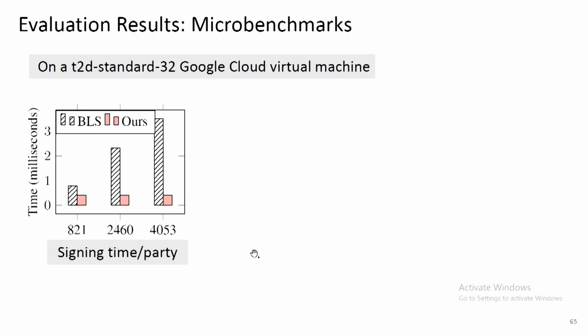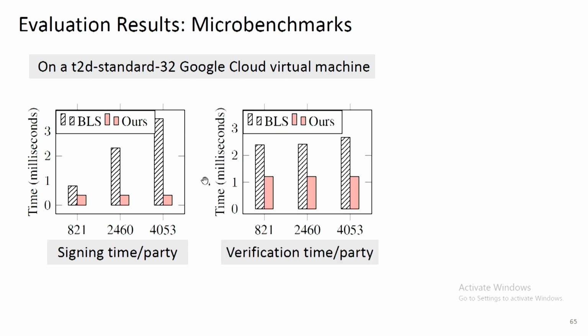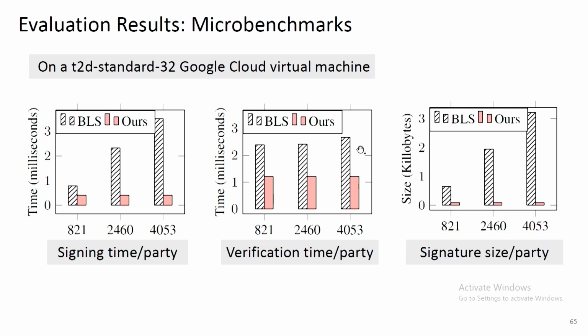So I have some micro benchmark results. This is to compute a single party signing time, or the VRF evaluation time, compared with the baseline BLS virtualization that I have mentioned. Ours is constant, whereas the BLS is proportional to the weight. Also, we have constant verification time. It's better than the BLS.